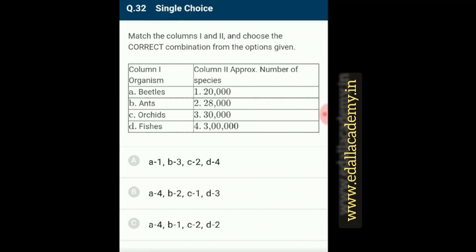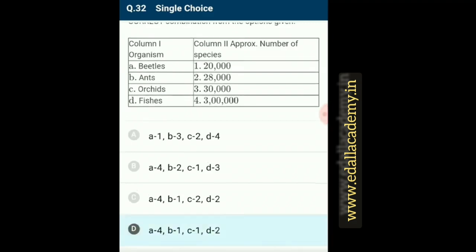Current studies estimate that there are more than 20,000 species of ants and orchids, 28,000 species of fishes, and nearly 3 lakh species of beetles found in the biosphere. So the correctly matching option is option D. A is matching with 4, B is 1, C is matching with 1, D is matching with 2.